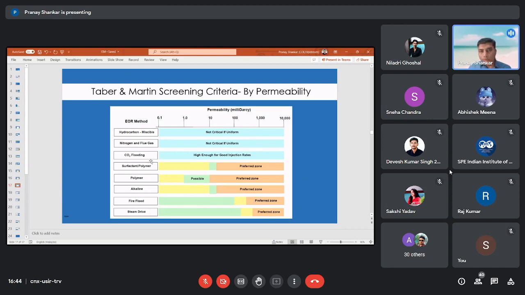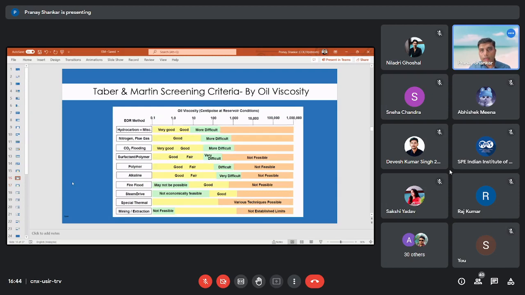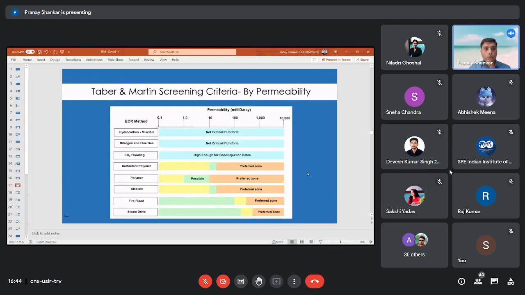There are other various factors, but mostly these are the three parameters, as I said: depth, viscosity, and permeability. These are the three things which will give you guidance in terms of the possible EOR methods that you can implement. Once you have selected your EOR methods, you go for lab experiments, then numerical simulation, then economic analysis, and then you decide the best method, the one that gives you the highest returns in terms of commercial value.